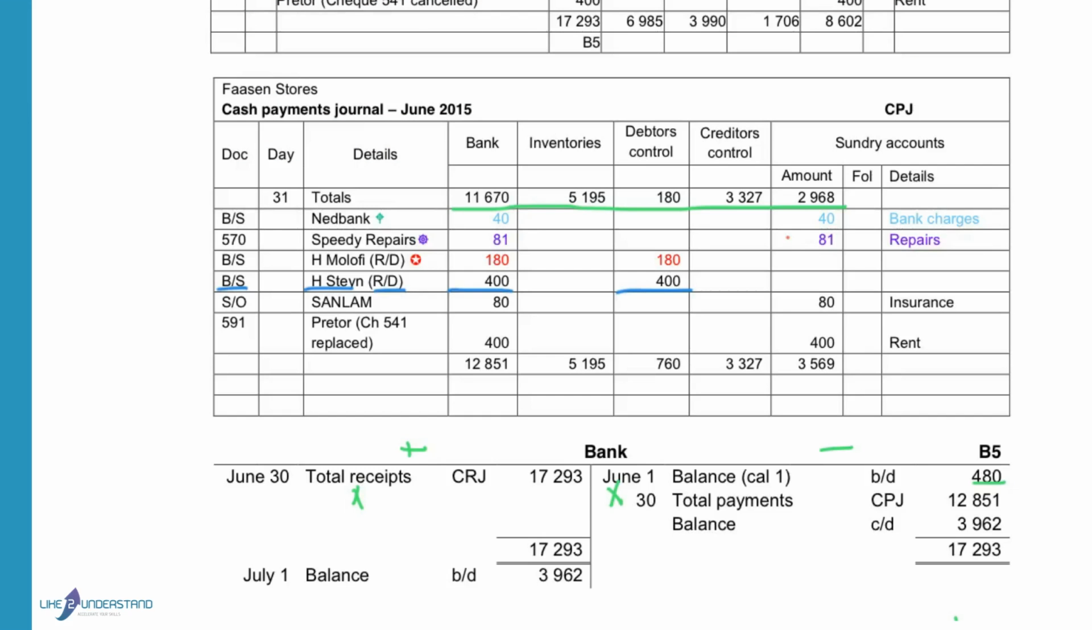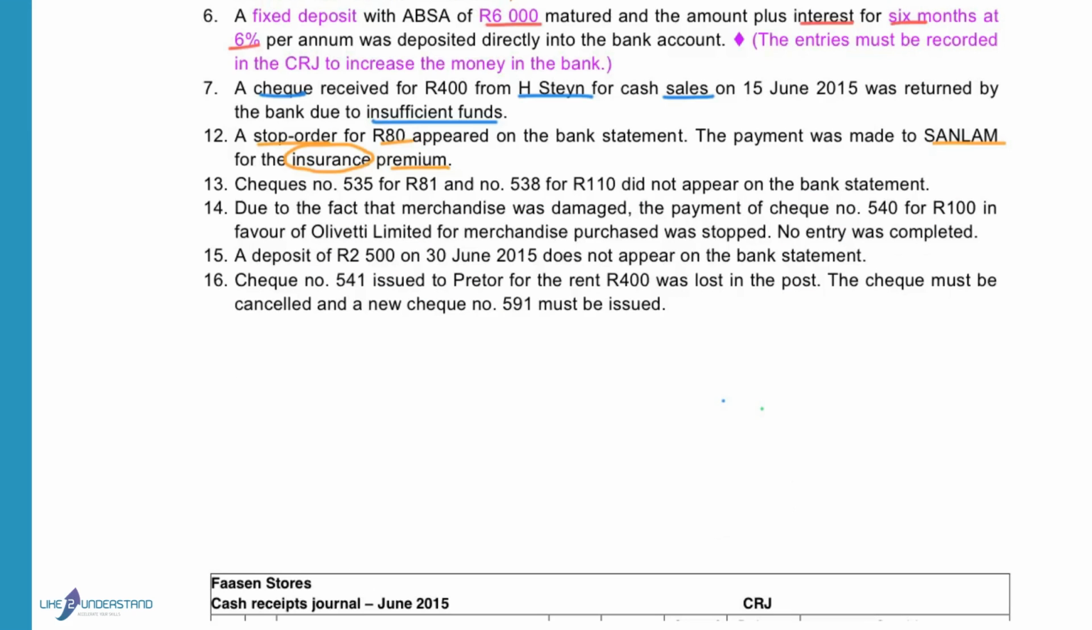And we will indicate that a stop order was used to pay Sanlam. The amount in the bank decreases with 80. The expense for insurance will increase with 80. Check number 535 and check number 538 did not appear on the bank statement. So it's checks that we issued that must still be paid out by the bank in the future, and any transactions that the bank will record in the future, we will record in the bank reconciliation statement.